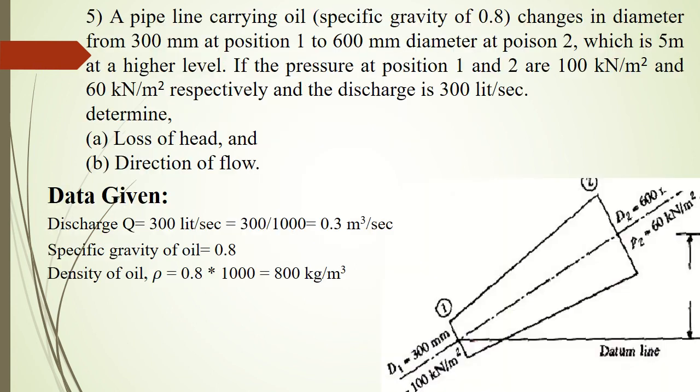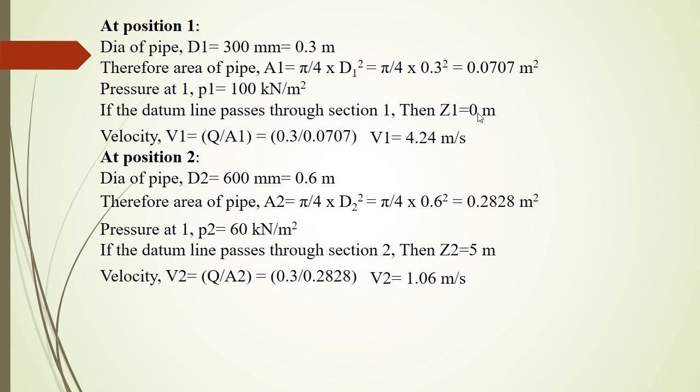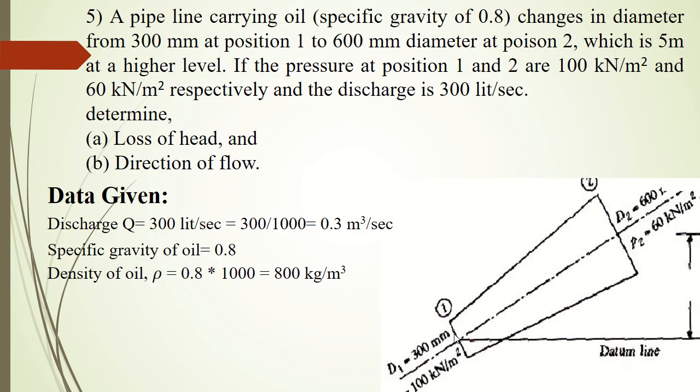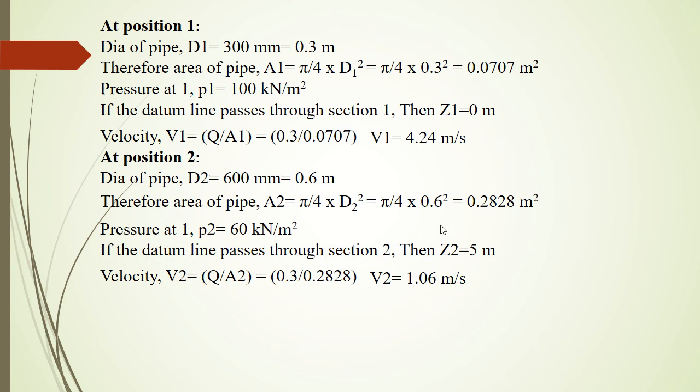One more thing he has given in this problem is Z2, but he has not given Z1. So you can make Z1 equal to 0 by taking Z1 on the datum. If you take section 1 at the datum line, Z1 becomes 0. Same thing I have done: if the datum line passes through section 1, then Z1 will be equal to 0.